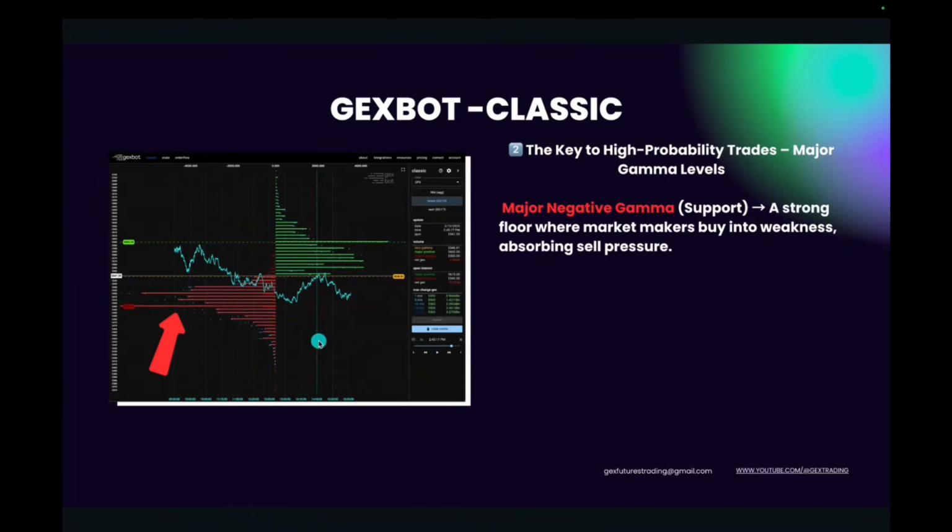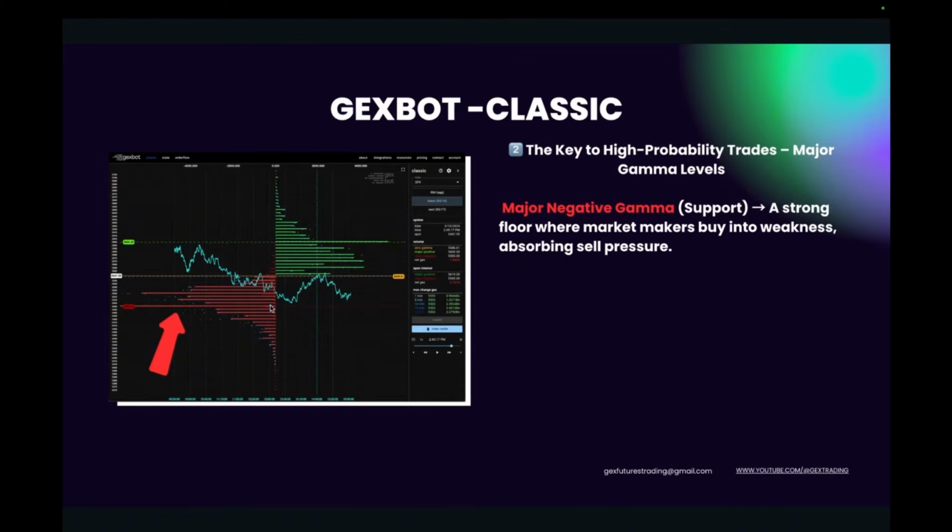Now, the opposite of that is to buy on major negative gamma. This acts as a support. Sometimes you can buy just before and put your stop loss below, right? This is a strong floor, right? Where market makers buy into weakness. So basically absorbing all the selling pressure.